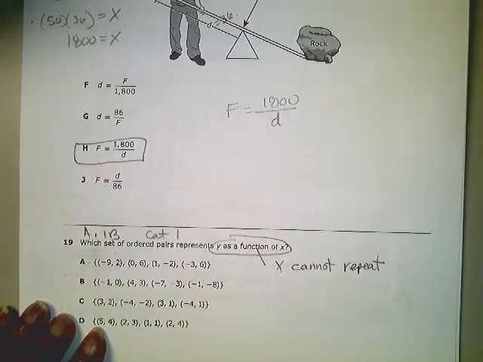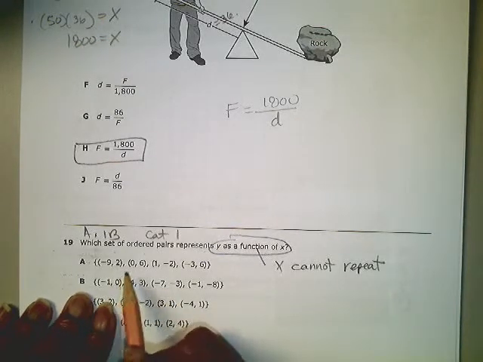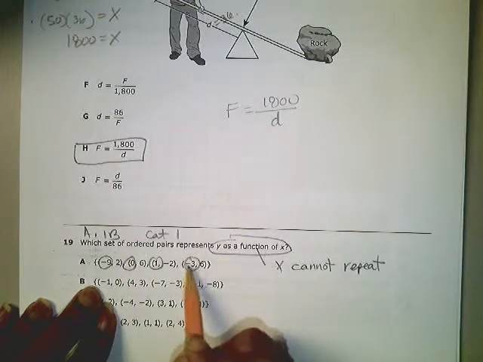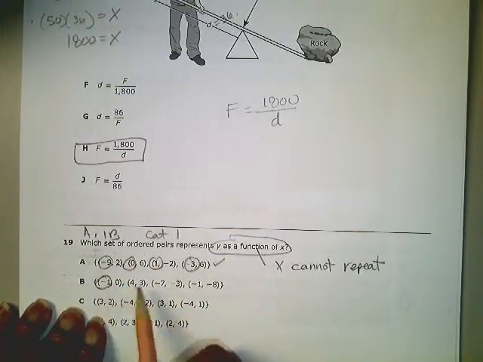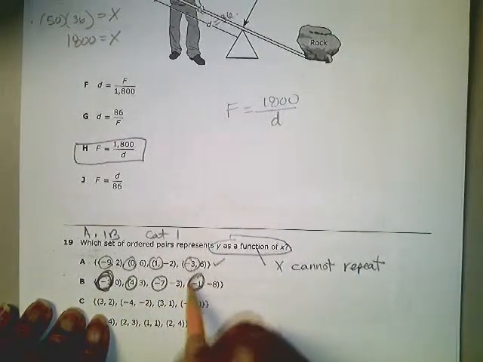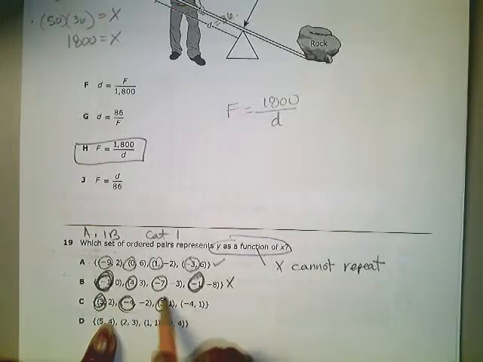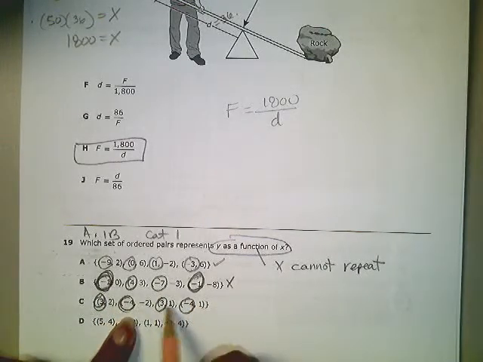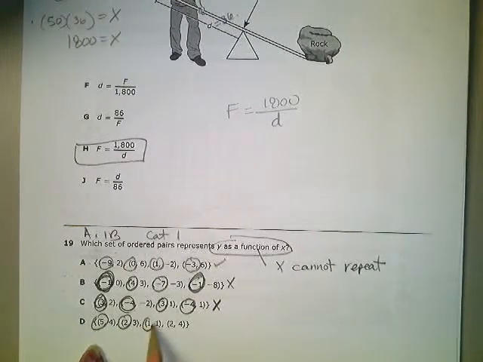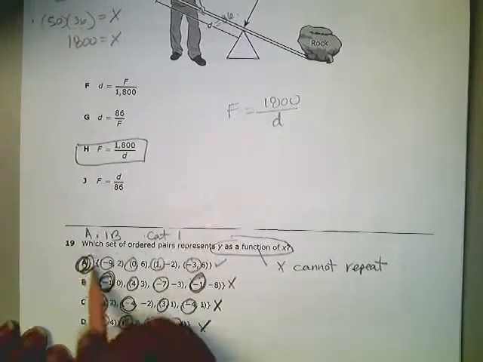So all I got to do over here is look at all the x values. -9, 0, 1, -3. Looks good. -1, 4, -7, -1. Oh, -1 and -1 repeat. That's not going to work. 3, -4, 3, -4. All of those repeat. Certainly not. 5, 2, 1, 2. The 2 and the 2 repeat. Not. So the answer is A.